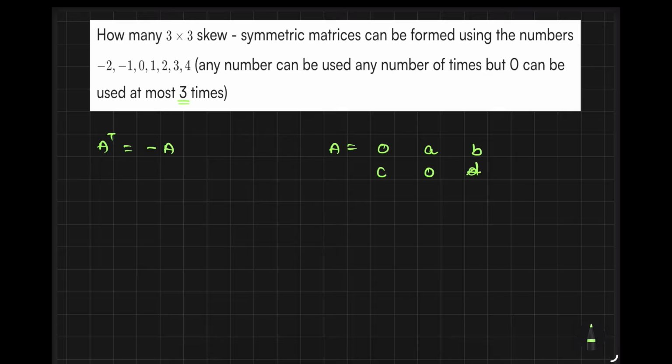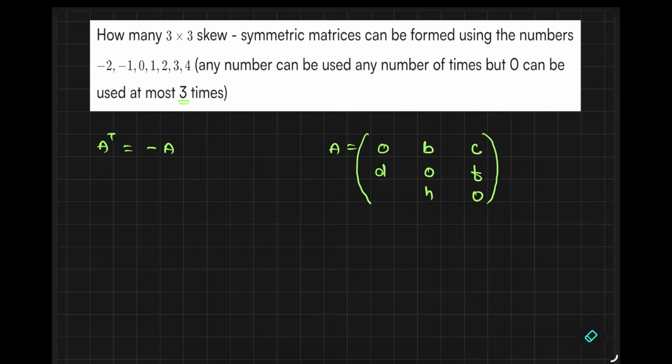E, I'll place, so suppose 0, 0, 0. B, C, D, E, F, G, H. So this is the first condition that I did. I have placed diagonal elements as 0.